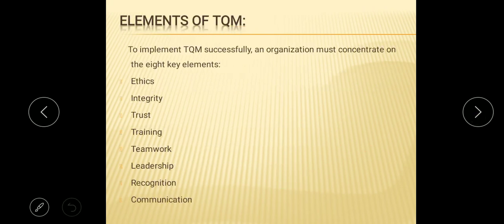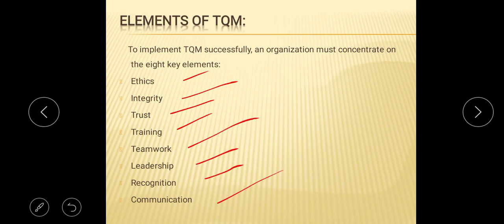Now, let us see what are the elements of TQM. To implement TQM successfully, an organization must concentrate on the 8 key elements, and those are ethics, integrity, trust, training, teamwork, leadership, recognition, and communication.